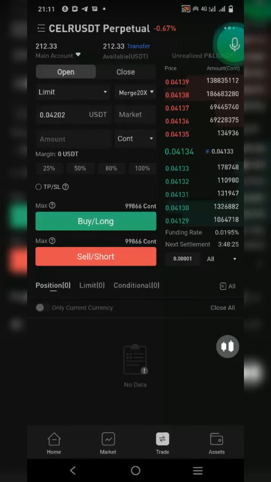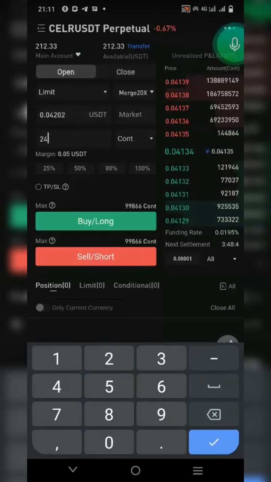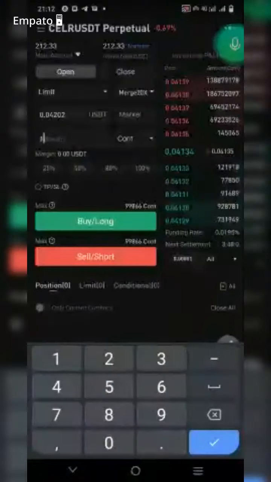How much do I want to use? I have 212 US dollars right here. I can decide to use 25% of that, and 25% of that is 53 USDT. Can I deal with that? No. It's a market that I did not do any analysis on, so I don't want to. I'm using this for example. I don't want to do that kind of stuff here. So I can decide to trade 20,000, or let's say 15,000.